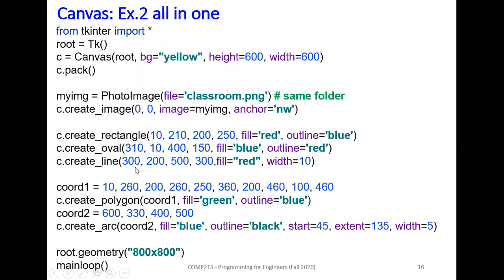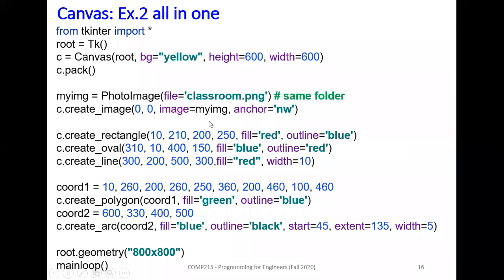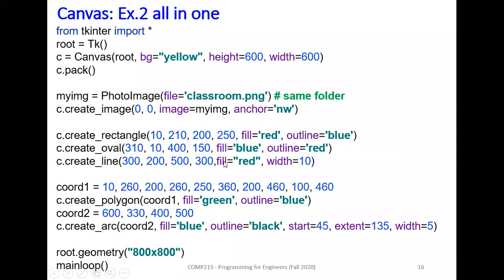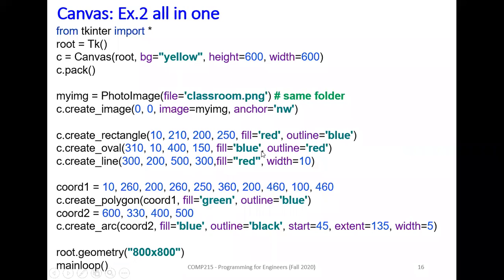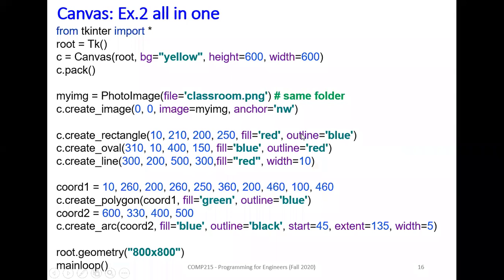Line, we do it like here: 300, 200, at the edge of the image, because the image is 300 by 200. So starting at the edge corner here, and put it at 500, 300, this point. Fill red and width 10. As you can see, the width is equal to 10.